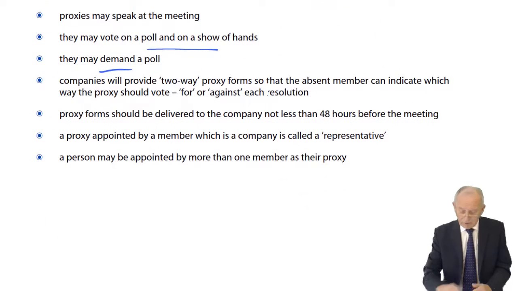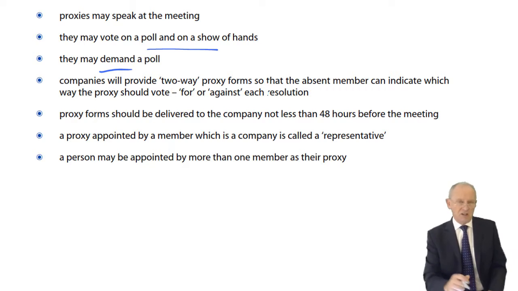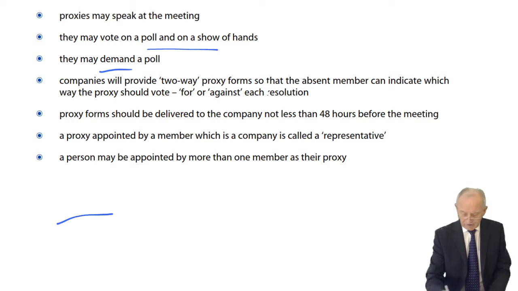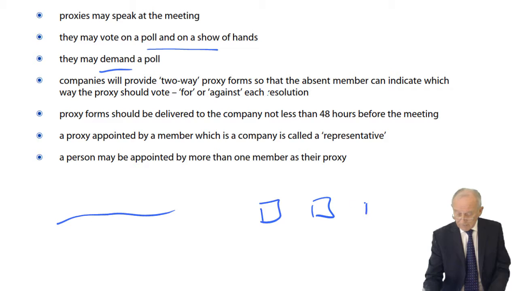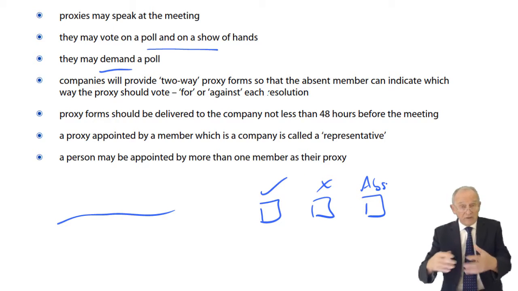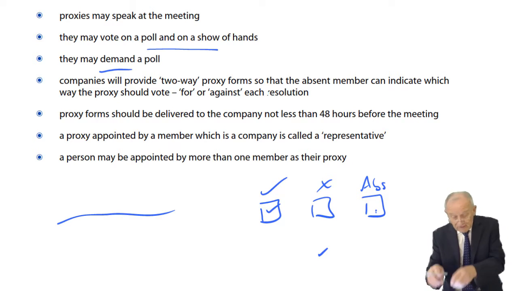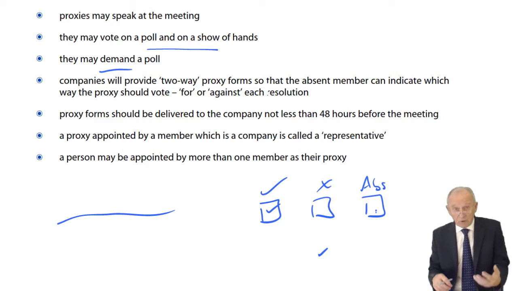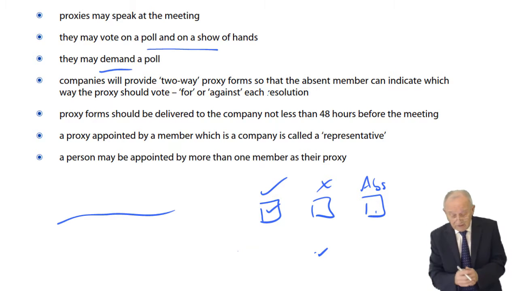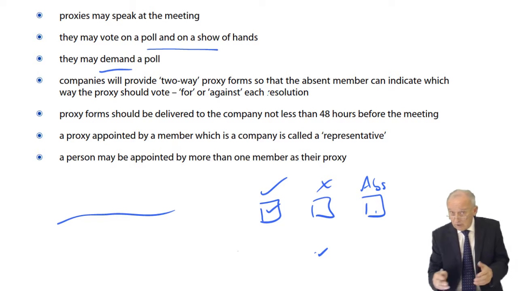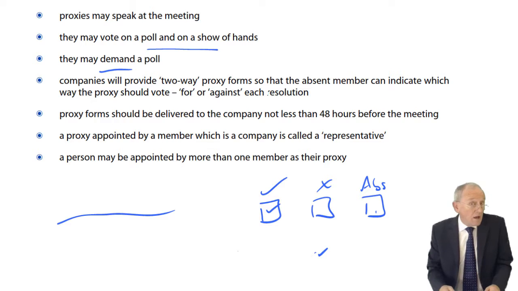Companies will provide two-way proxy forms so that an absent member can indicate which way they want to vote. So there's the resolution, there's for, against, and abstain. The member, when sent this form with a notice of the meeting, will indicate whether he wants to vote for or against, or even whether they want to abstain. And if it is indicated like that, the person proxy has to vote the way that is indicated. But if the member doesn't indicate, then the person proxy can vote whichever way they want.